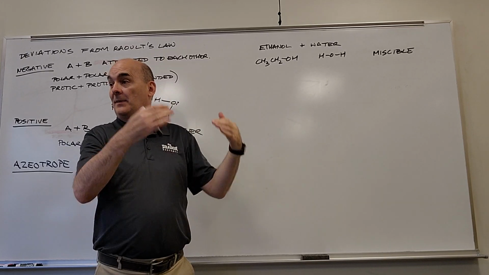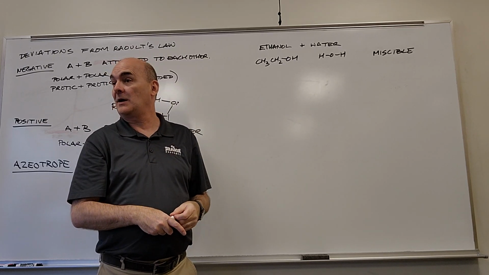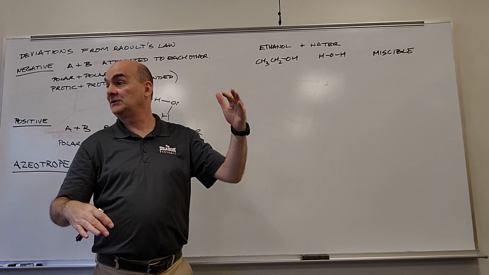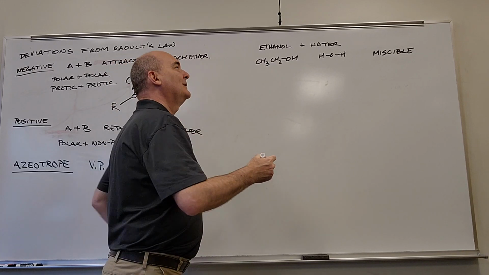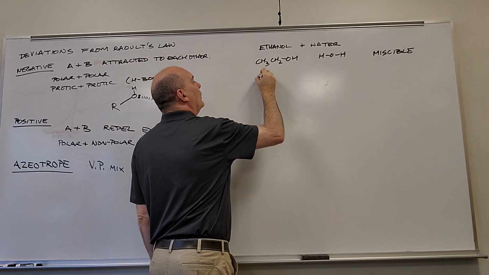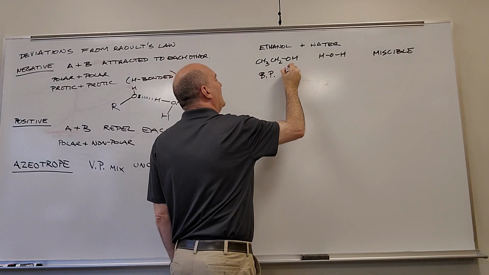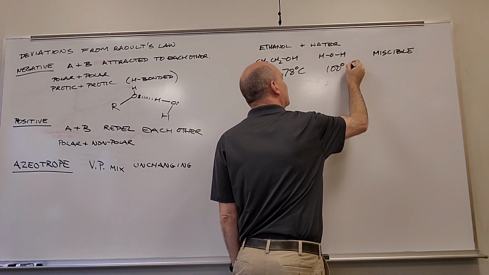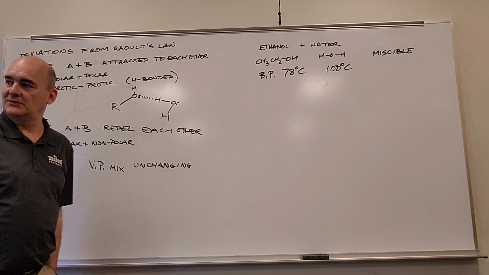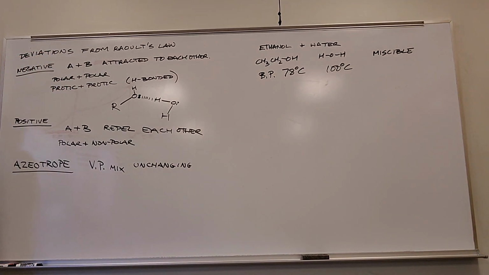If I filled up a bathtub and threw all the bottles in the bathtub, they would float at different heights because they have different densities. And they have different volatilities. The boiling point of alcohol is 78 degrees Celsius, and the boiling point of water is 100 degrees Celsius. So that's a 22 degrees Celsius difference between the two, right?